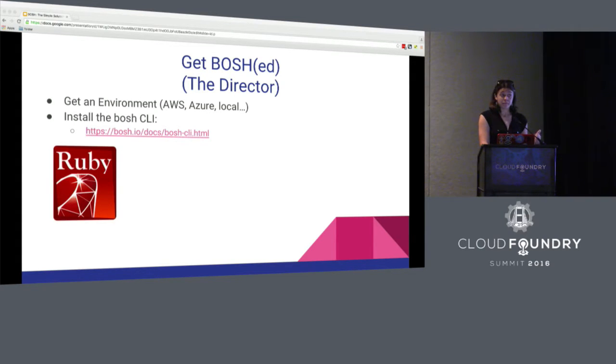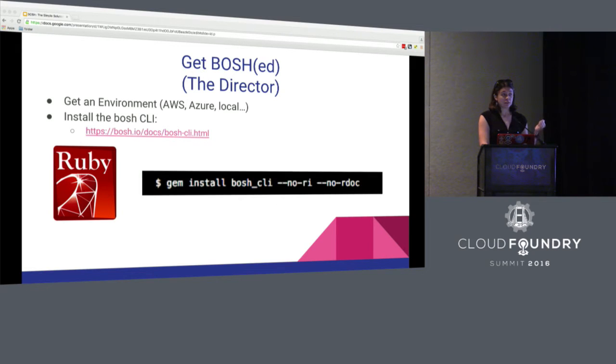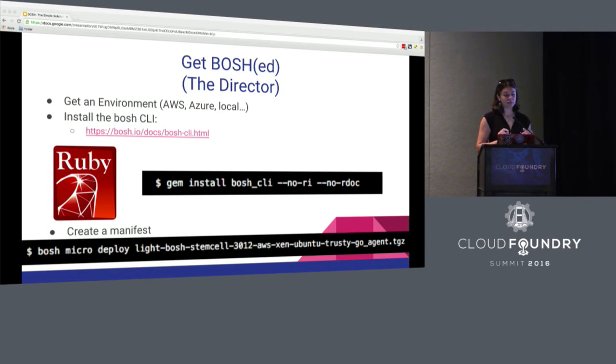They have a BOSH gem. So all you have to do is gem install the BOSH CLI. You can install it with no RI or no RDoc. It just makes it a little faster if you do it this way. And then you create a BOSH manifest to deploy BOSH. It's pretty cool. You can take this tar file as your stemcell, and you basically say, hey, I'm going to deploy BOSH using whatever's defined in this BOSH stemcell. So it's like you're using BOSH to deploy BOSH, a mini Boshception, and then you can do all of your other work, whatever you'd prefer to do.